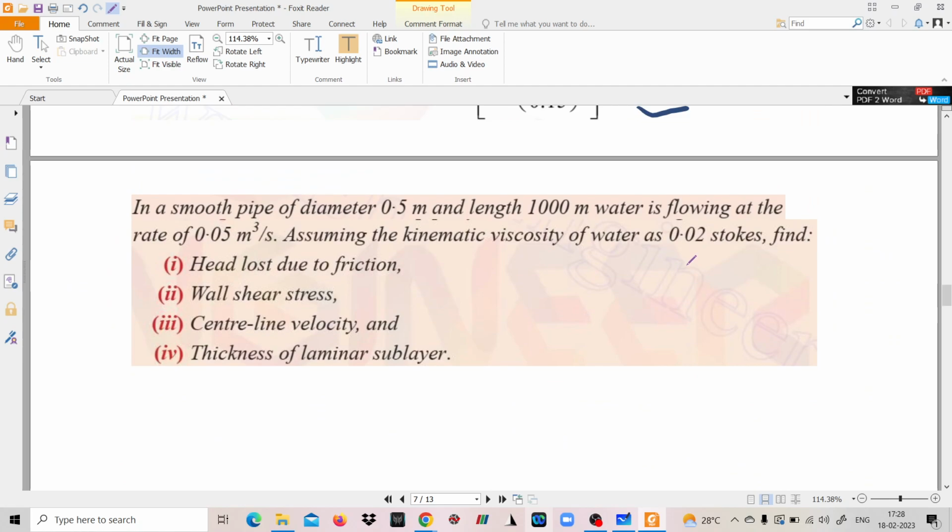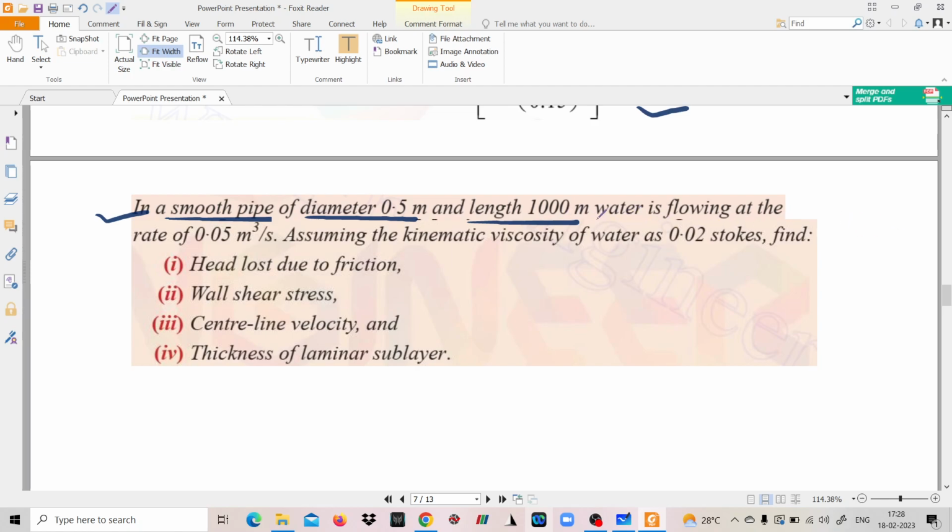Okay. Now this particular problem is from the chapter on turbulent flow. So it is given that the pipe is smooth. We'll come to that. But before discussing the turbulent flow part, I would like all of you to calculate for the given situation. The diameter of the pipe is given as 0.5 meter, length is 1000 meter.